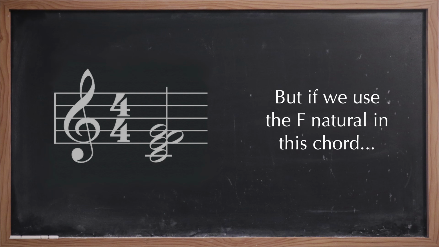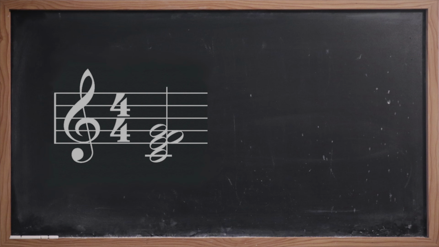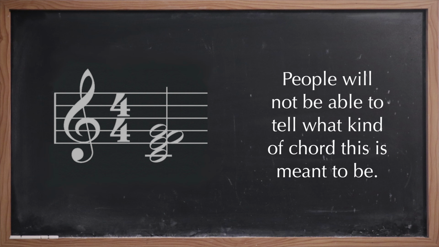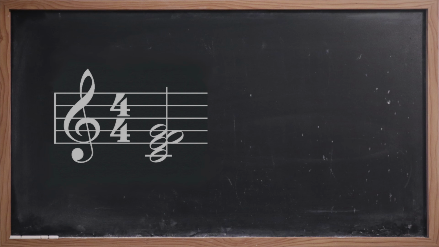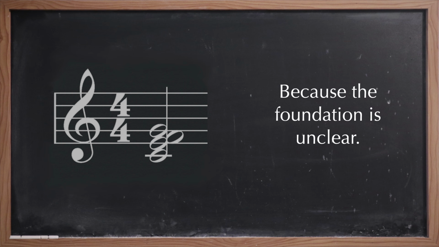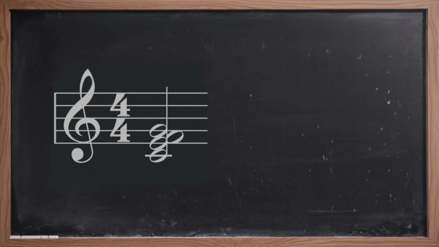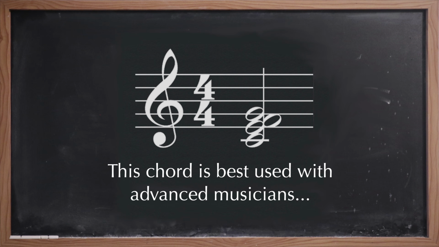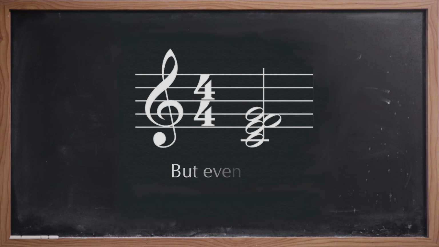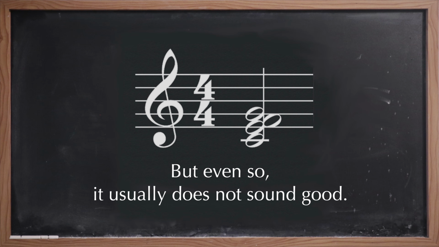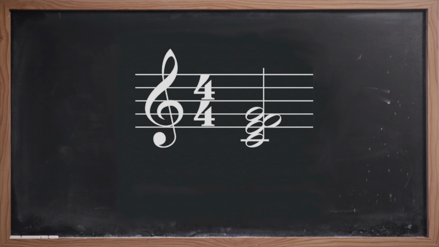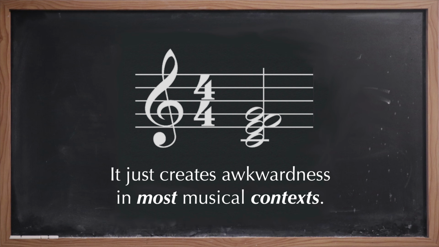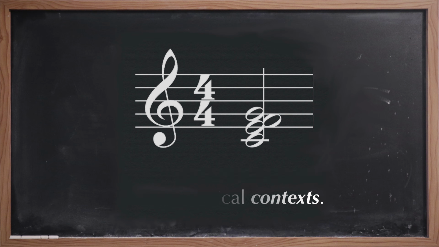So if you add this F natural to a C major triad, it's going to make it so that people cannot tell very clearly that this is a C major chord. Because, again, this dissonance is just disturbing the chord too much in a way that undermines the basic skeleton of the C major triad. So, in other words, this chord is really only going to be used with more advanced musicians, but honestly, even then, I don't think it really works all that well if we're being honest with ourselves. It just ends up sounding awkward.